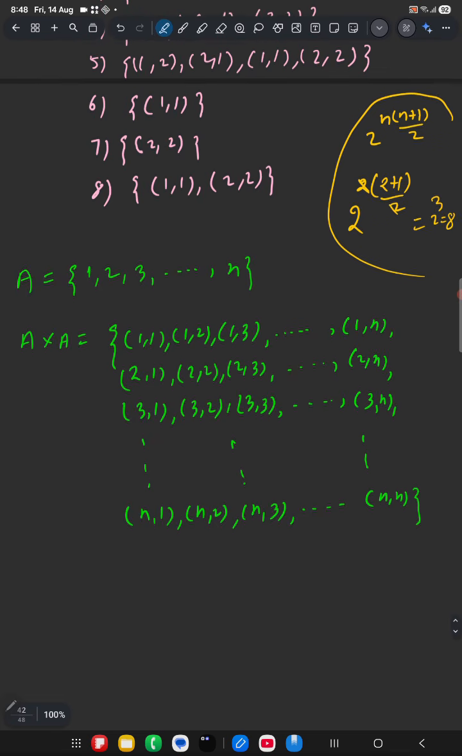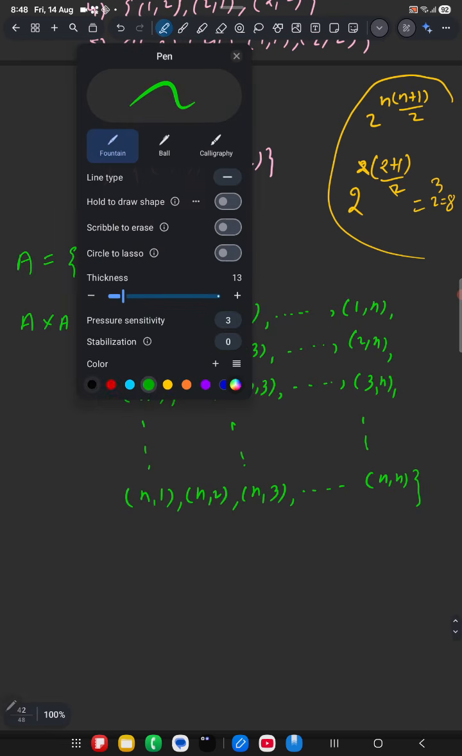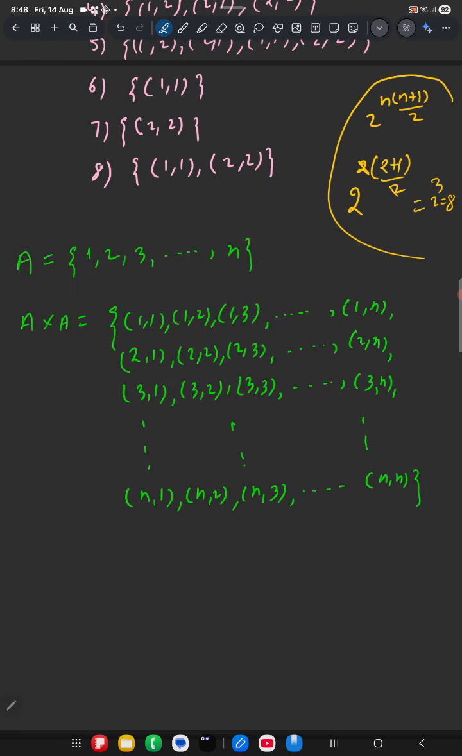This will be A cross A. Now you have to find out the symmetric relations. How will you do it? First of all, we will also find out the diagonal elements. Diagonal elements, I have shown you, are those elements where the first entry and second entry are both the same: 1 1, 2 2, 3 3 and n n. These are called diagonal elements. Above that are the above-diagonal elements, and below are the below-diagonal elements.